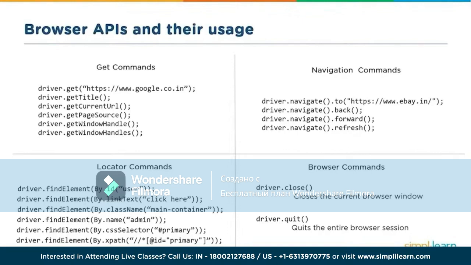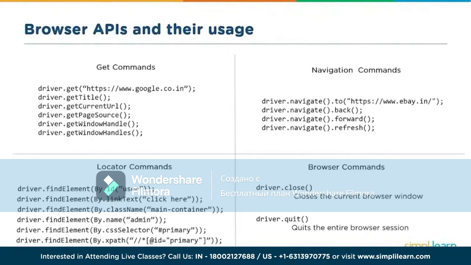These are self-explanatory and basically are used to navigate between the multiple pages of your web application. The first one, driver.navigate.to, is very similar to driver.get. Both do the same function. And then you have navigate.back, navigate.forward, and navigate.refresh. This is used for refreshing your browser page.